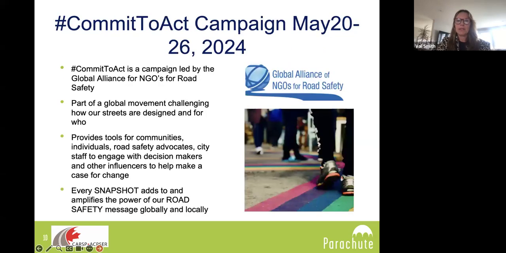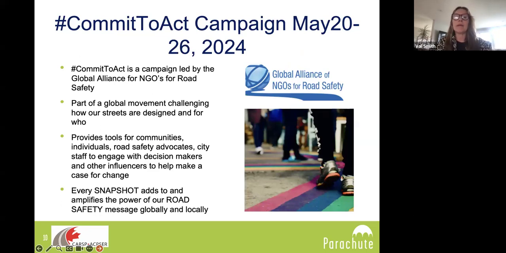Next slide, please. Okay, so this brings us to the Commit to Act campaign led by the Global Alliance of NGOs for Road Safety. So for those of you who don't know this alliance, it's made up of a collection of NGOs. It was established in 2011, coming out of the United Nations Road Safety Collaboration. It currently represents 350 members of NGOs working in road safety from over 100 countries around the world.